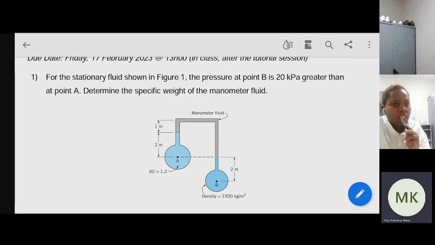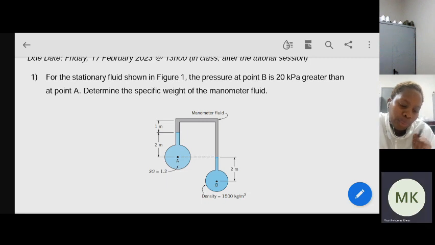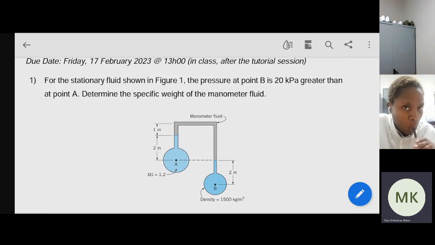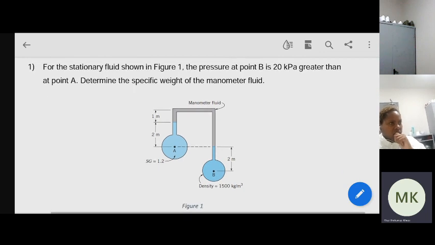It means the pressure at point A is smaller than the pressure at point B. From the statement, the pressure at point B is 20 kilopascal greater than at point A. What does that tell you? Now we haven't started making the formula, but that statement should tell you something first. What can you think of?